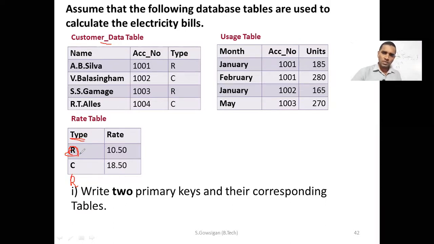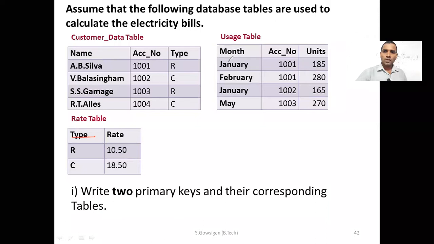So rate means, for R residence, it is 10.5. So if you repeat R, you have to put 10.5 again. So that is useless, right? So now we can confirm that type should be the primary key, because R never be repeated. So in rate table, type is the primary key. Okay, in customer data table, ACC_NO is the primary key, and in rate table, type is the primary key.